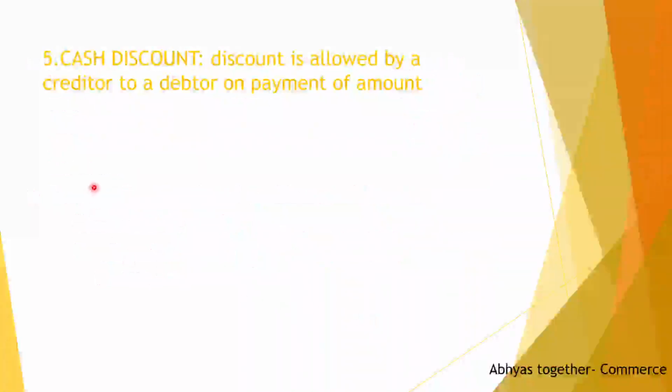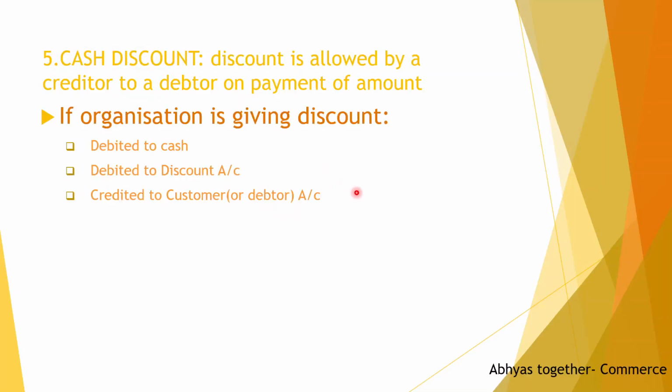Next, moving to the cash discount. Discount is allowed by a creditor to a debtor on payment of the cash amount. So whenever we buy goods in lump sum or whenever we pay the cash before the due date, then we will be given a small percentage of discount by the creditor or the shopkeeper, right? Similarly, it applies to the business also.